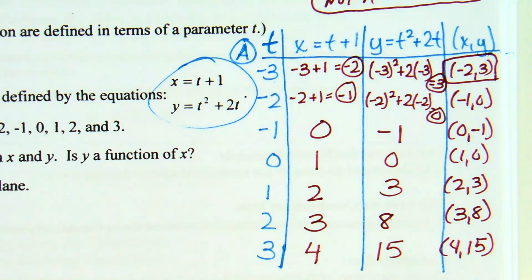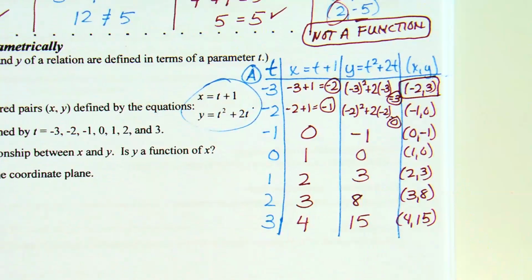See how we did that? They gave us the t's, you're plugging them in to find x's and y's, thus your ordered pairs.